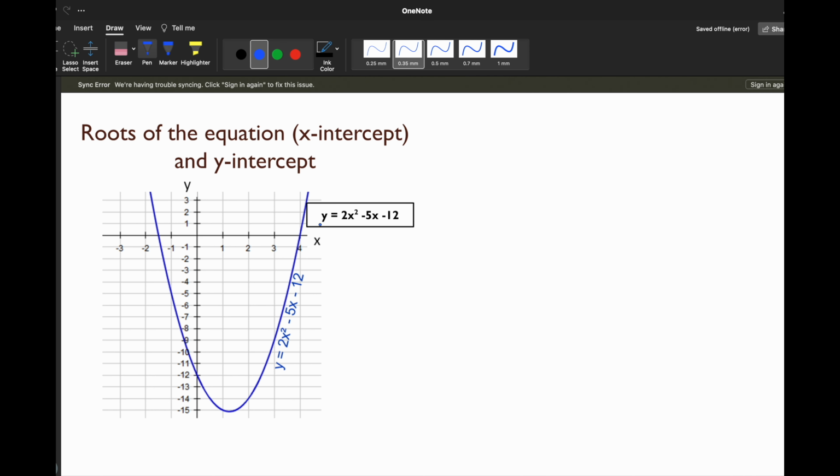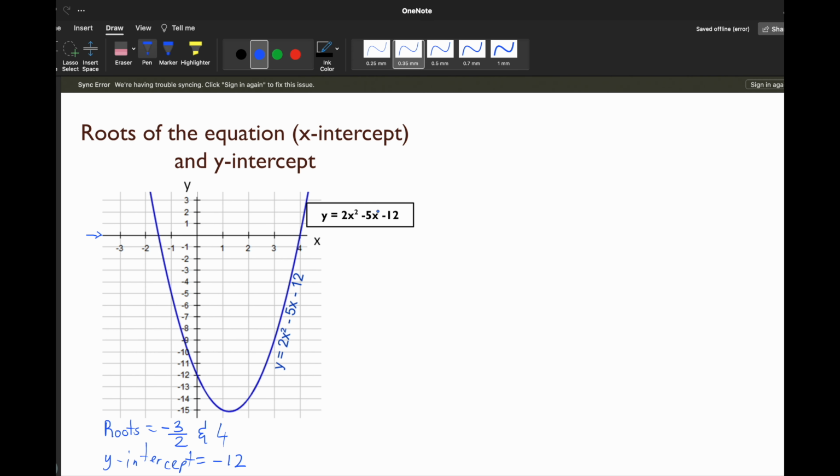All right, so same concept, right? So we have a quadratic graph that we're going to be using to back check our actual answers using the quadratic equation. So in this case, we know that the roots are negative 3 over 2, or negative 1.5, and 4. And the y-intercept is negative 12.